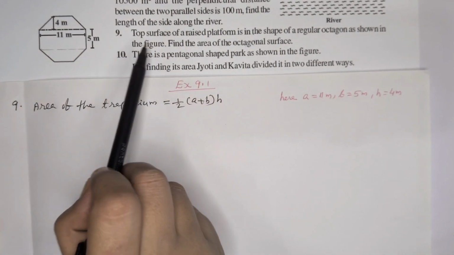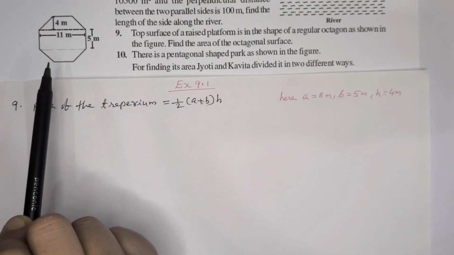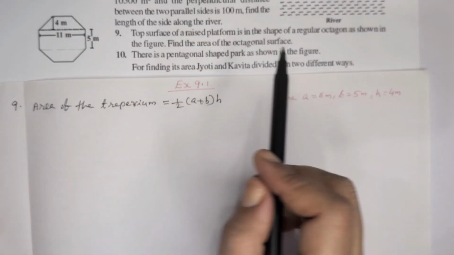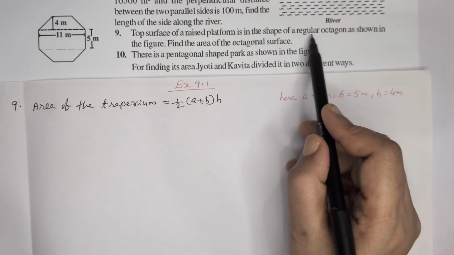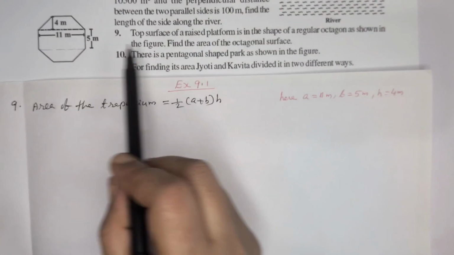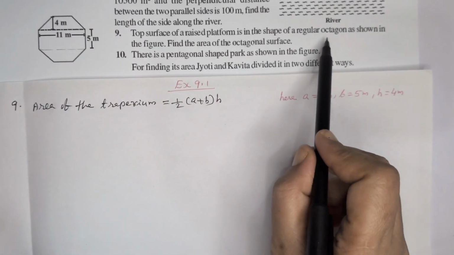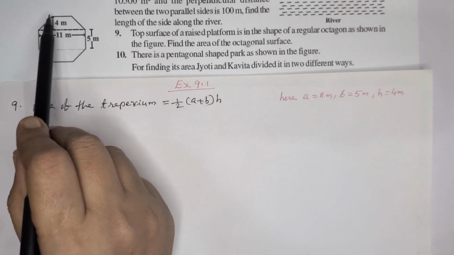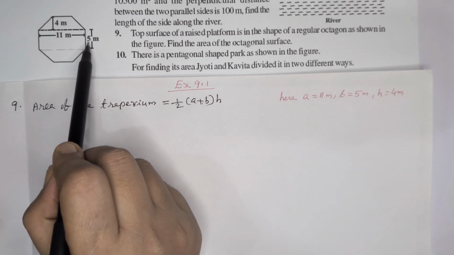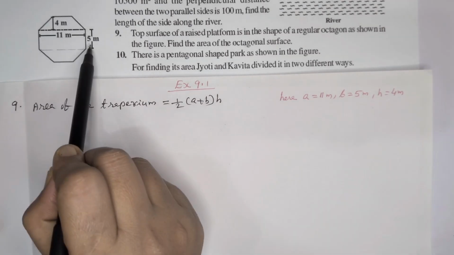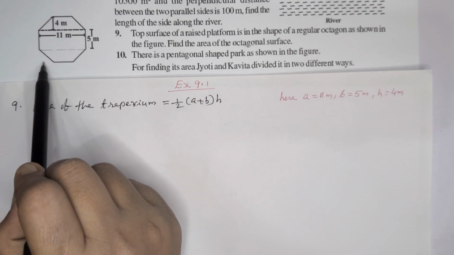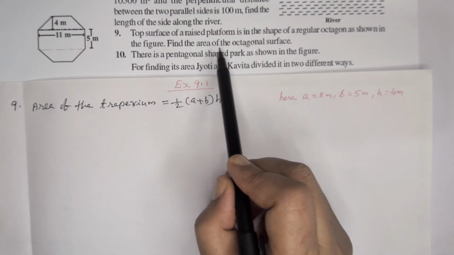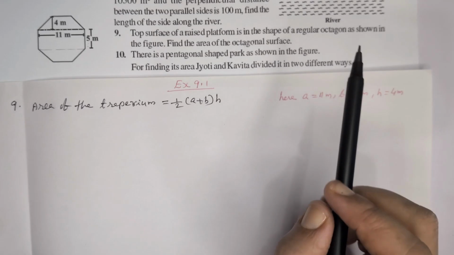Question number 9. Top surface of a raised platform is in the shape of a regular octagon. Here it is given regular octagon. Regular means all sides are equal. Octagon means 8 sides are there. All sides are equal. That means each side is 5 meter. Regular octagon, and shown in the figure, find the area of the octagonal surface.